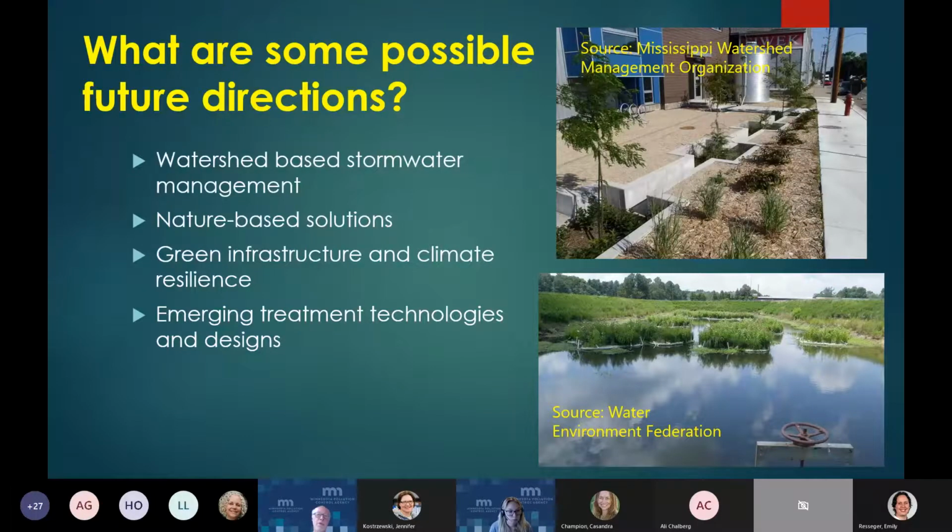And this gets into the whole theme of nature-based solutions and green infrastructure, climate resiliency, for example. And then we also need to look at watershed-based management.